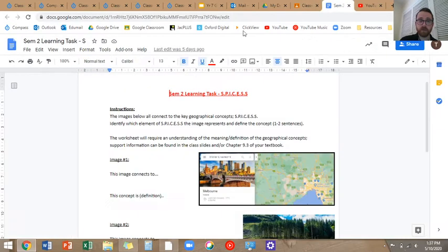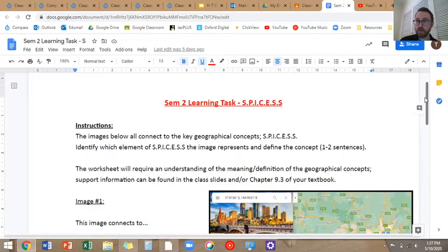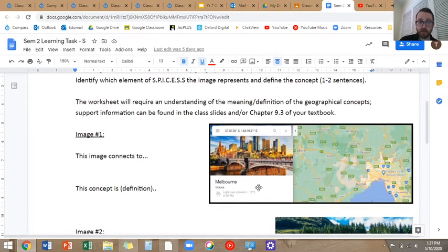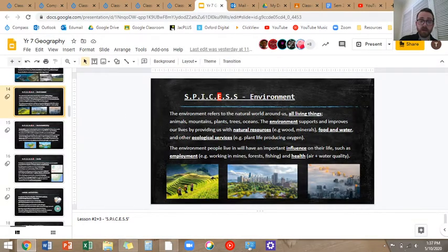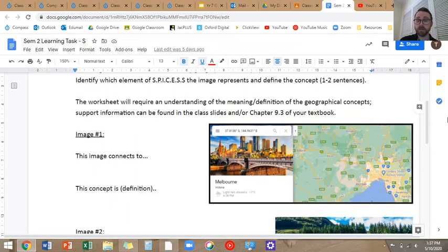So for this first image, I might actually need to zoom in. You can see I've got the directions, the latitude and longitude coordinates for Melbourne. So for the space, the location of Melbourne. Which of these letters in S.P.I.C.E.S.S does this image remind you of? This map of Melbourne relates to? So this image connects to blank, and then you would just need to define that type of S.P.I.C.E.S.S topic. And then you just need to do that for image 1.